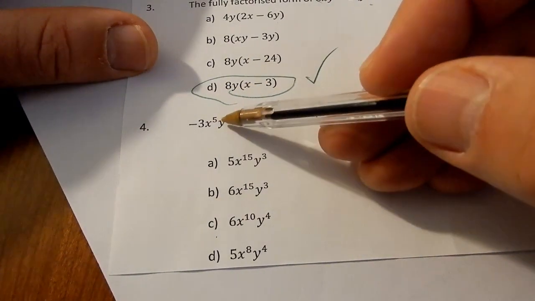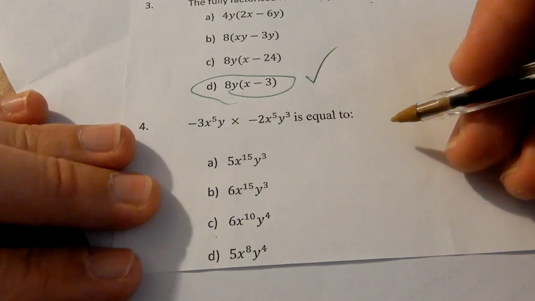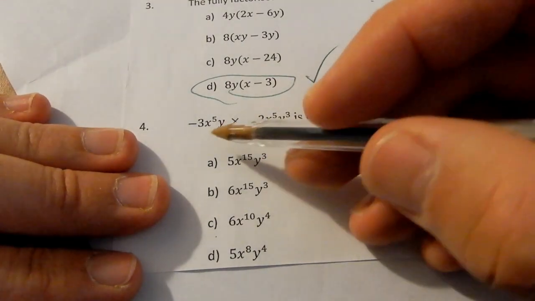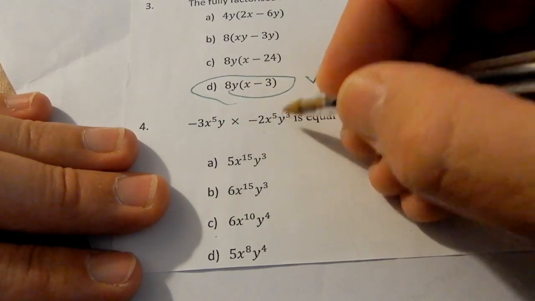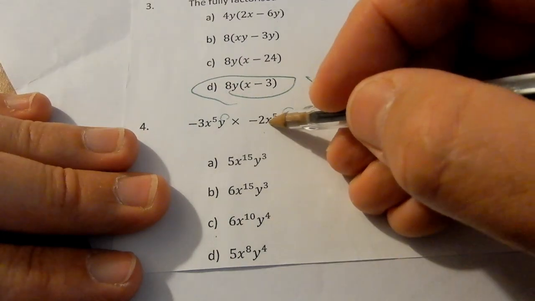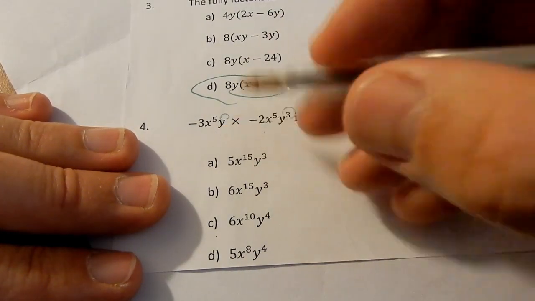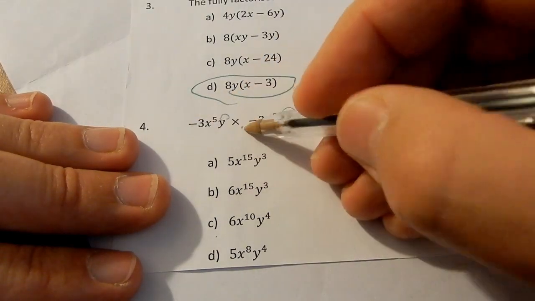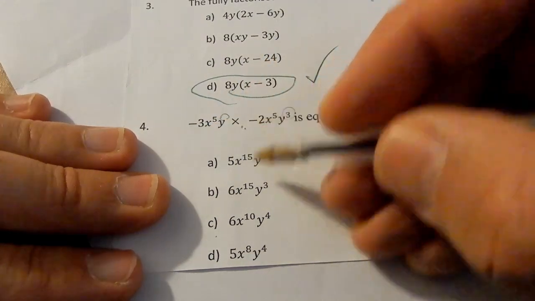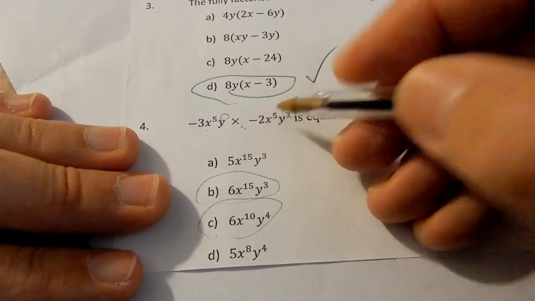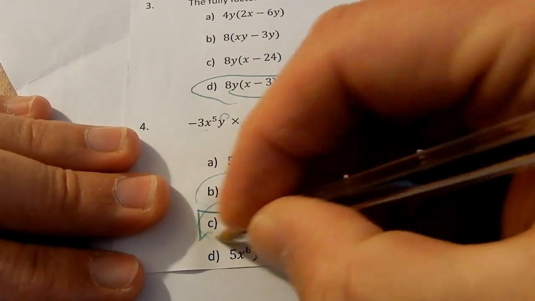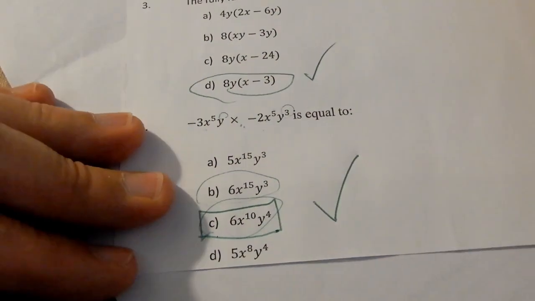Next one. Minus 5xy, this thing, is equal to... That one has a 3, that one doesn't have a 3. They both have a 5. Spot the times sign. Minus times a minus is a plus. 3 times 2 is 6. So it's either that one or that one. x to the 5 times x to the 5 is x to the 10. It's that one. Cool.